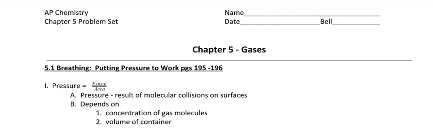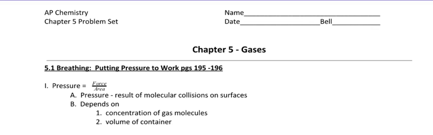So what does it depend on? The concentration. How many gas molecules do you have? Obviously, the more gas molecules, the more collisions you're going to have. Also, the volume of the container. If you have an itty-bitty container, then you're going to have more collisions. If you have a huge container, you're going to have fewer collisions. We're going to talk a whole lot more about that when we talk about kinetic molecular theory further down in the chapter, but that's enough for right now.